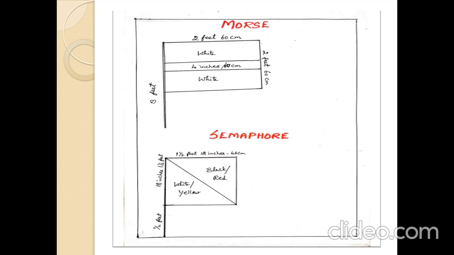And this is the measurement of the Morse flag as well as the semaphore flag. Just to know, I mentioned the semaphore flag measurement here also, but it is not in use nowadays. We see the Morse flag: the stick is 3 feet, of which 2 feet will be occupied by the flag and 1 foot to handle. Both the length and the breadth will be 2 feet, that is 60 centimeters. The flag should be white in color, with blue in the center. Including the blue color, only 2 feet.